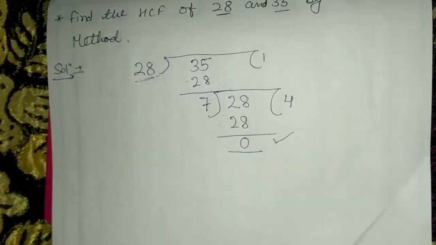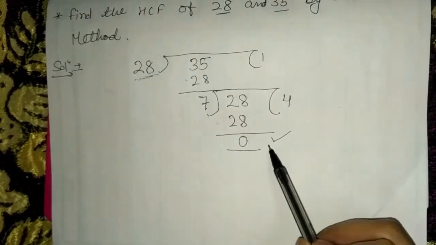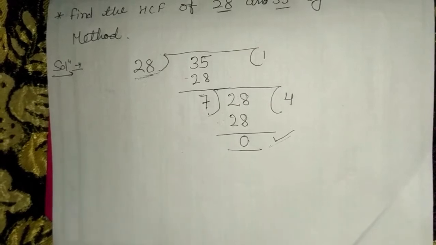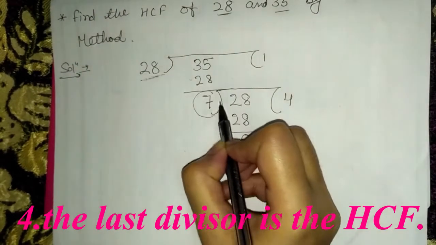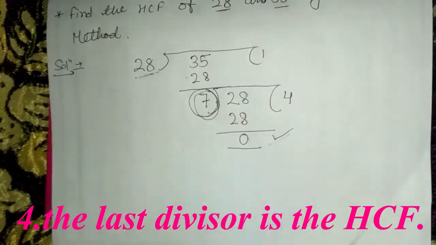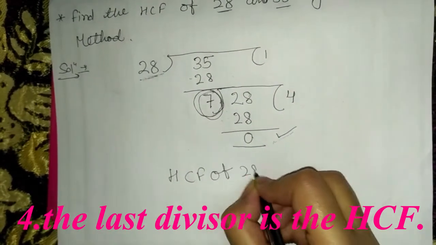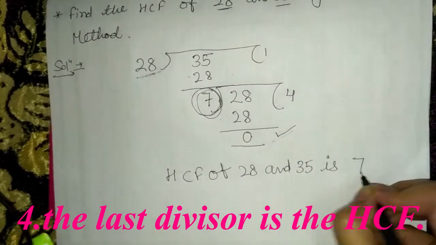So the third step was to continue this process till you get 0 as a remainder. Now we have to stop. And the last step: the last divisor is the HCF. And the last divisor is 7. So the HCF of 28 and 35 is 7.